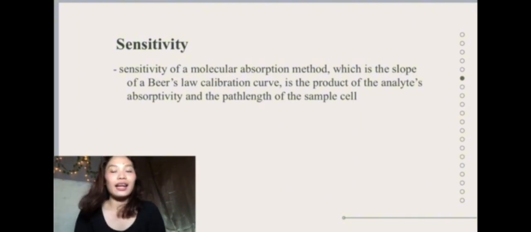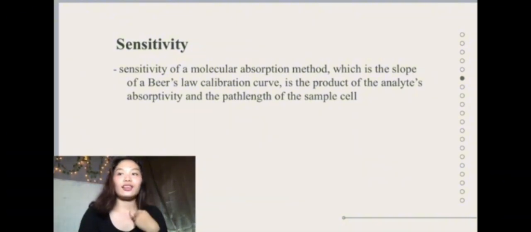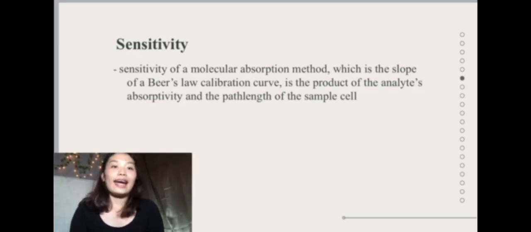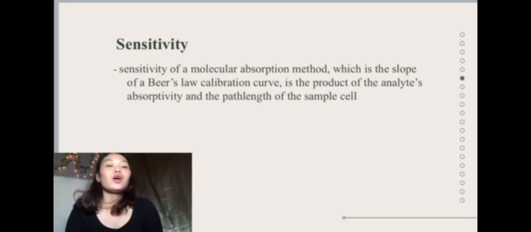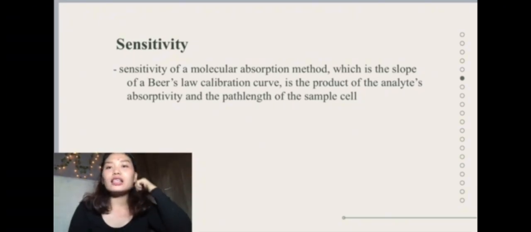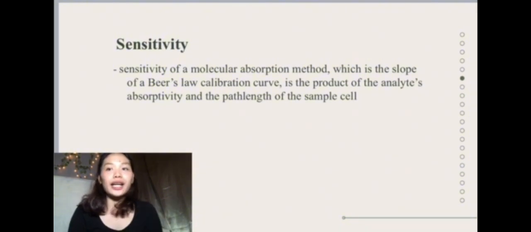So, in path length, kay nag-represent sa B, which is the distance that light travels through the sample. So, typically, the length of the sample cell. Beer's law, A equals epsilon BC, where A is absorbance, epsilon is the molar absorptivity, B is the path length, and C is the concentration of the analyte. Then, ang slope niya is calibration curve, whereas A versus C.